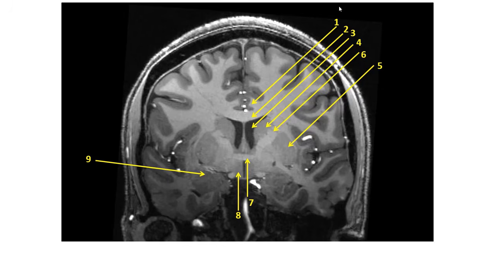The answers are from superior to inferior. Number 1 is the cingulate, also called cingulate gyrus, also called limbic lobe. Then we have the corpus callosum. 3, lateral ventricles. Use that as a skeleton on which to build all the other structures. Lateral to the lateral ventricles, number 4, caudate. Lateral to that, a white matter structure, number 6, internal capsule. Lateral to that, number 5, putamen.